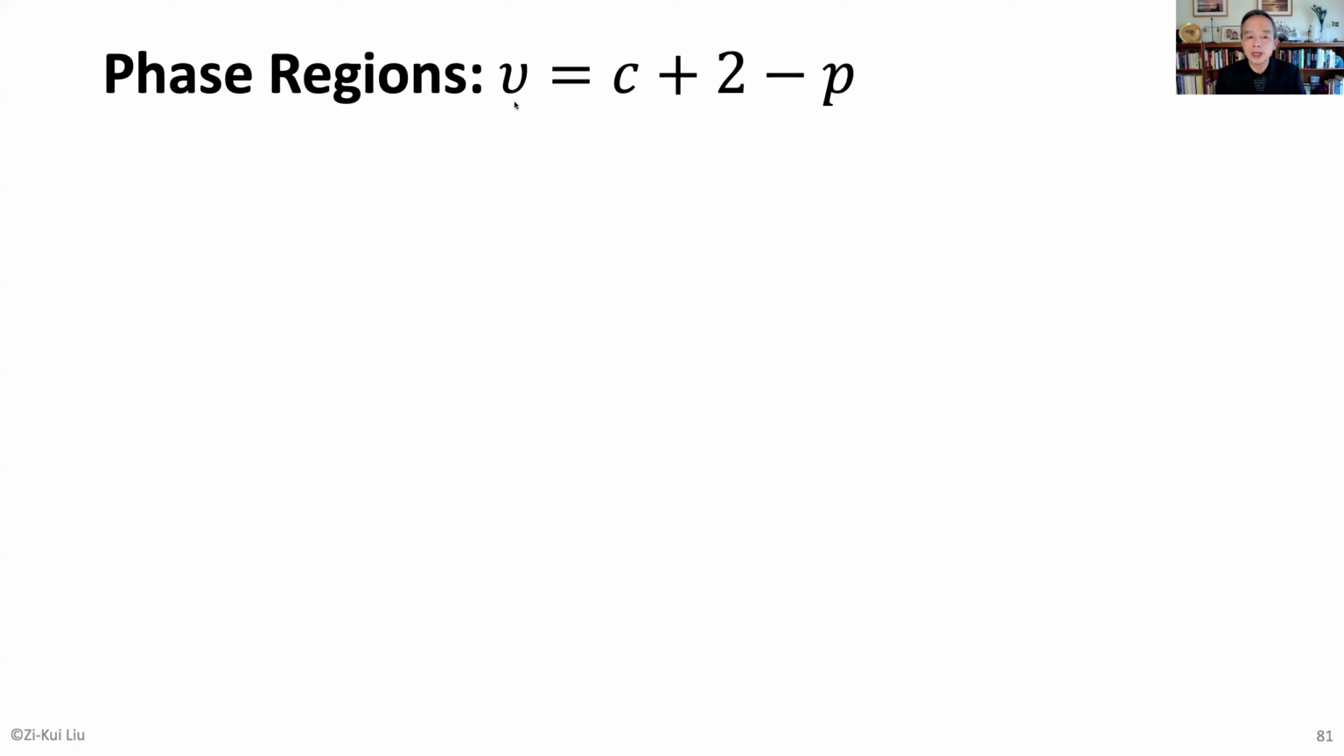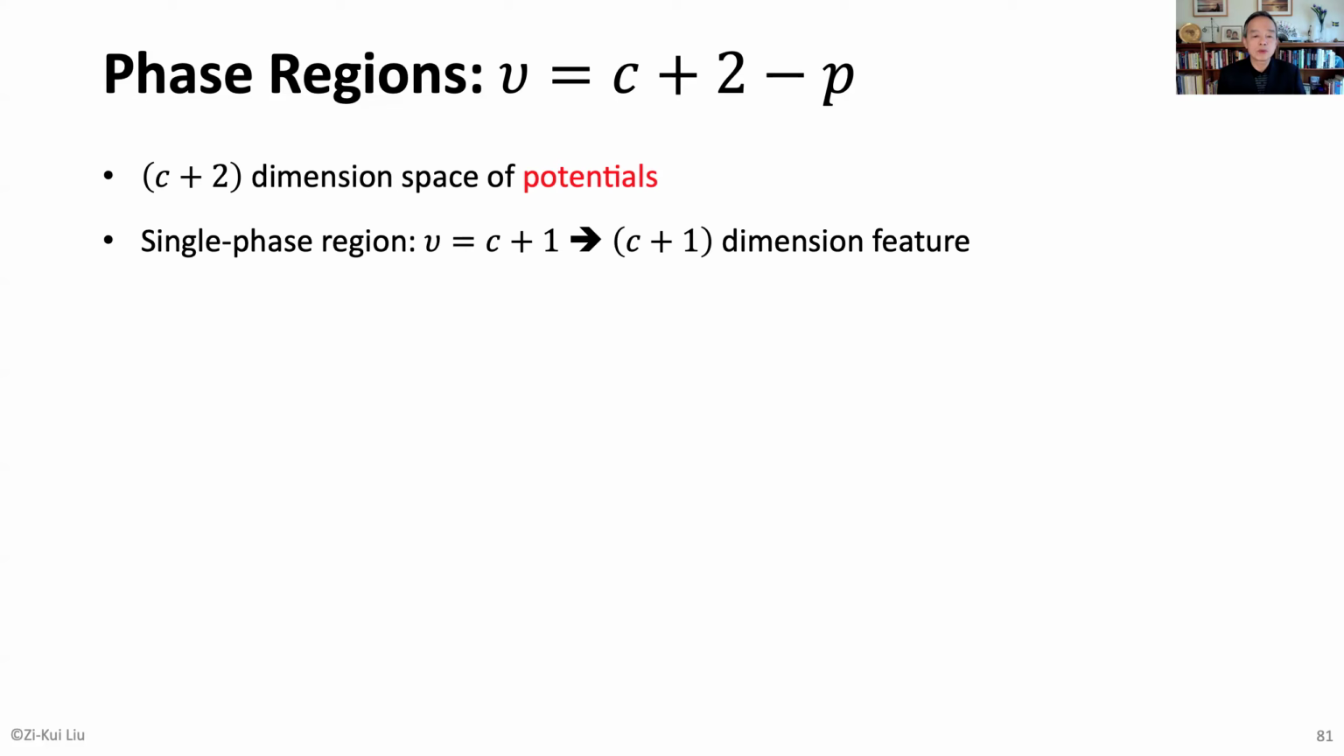Nu is the number of independent potentials when P phases are in equilibrium. C is the number of independent components. The 2 represents 2 potentials, temperature and pressure. That means in a system we have C plus 2 potentials, and it forms a C plus 2 dimension space. So for a single phase region, that means P equals 1, then we get nu equal to C plus 1. So a single phase is a C plus 1 dimension feature in this C plus 2 dimension space of potentials.